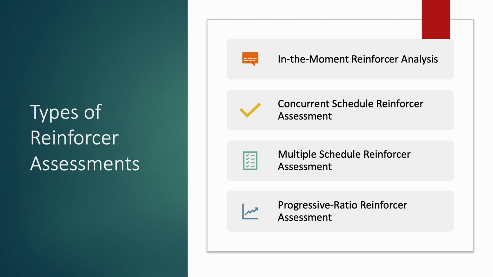These are the different types of reinforcer assessments that are covered in your textbook. So we have the in-the-moment reinforcer analysis, our concurrent schedule reinforcer assessment, our multiple schedule reinforcer assessment, and then our progressive ratio reinforcer assessment.